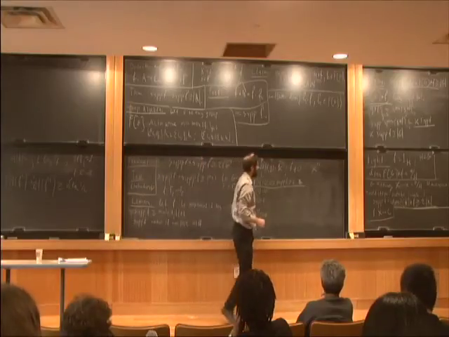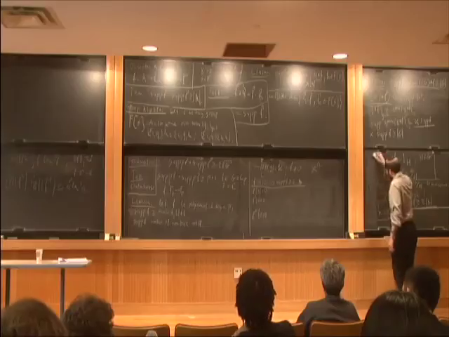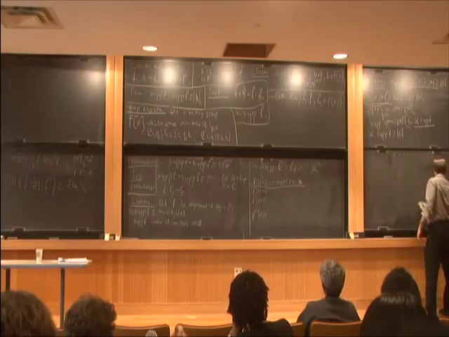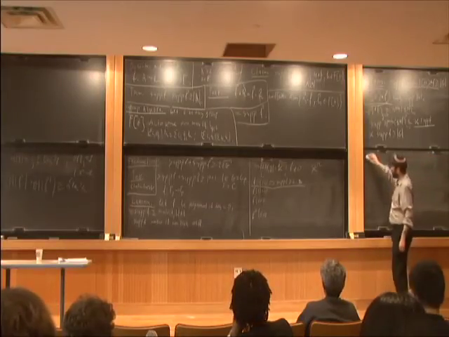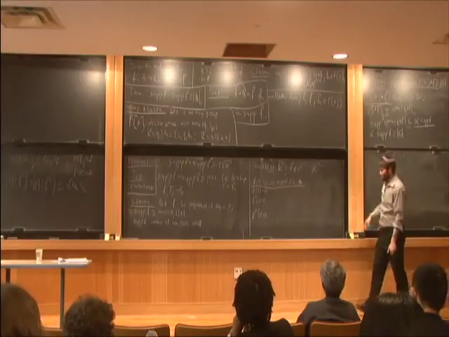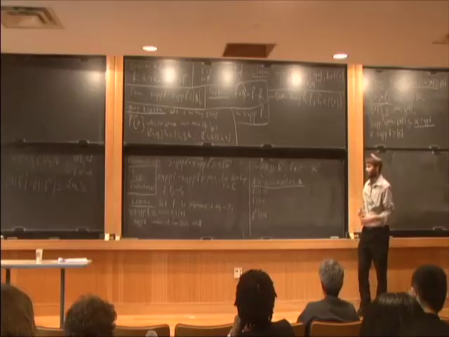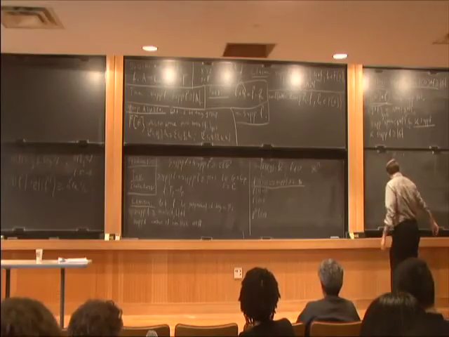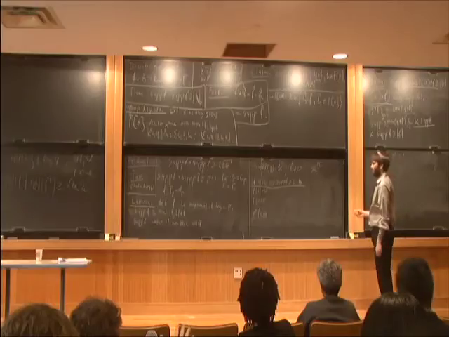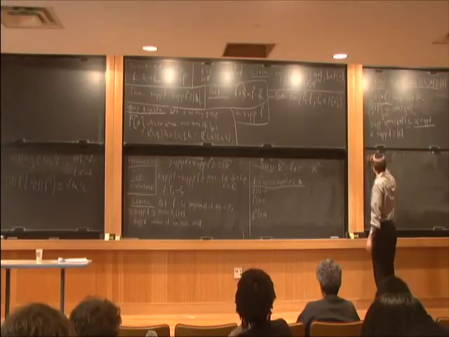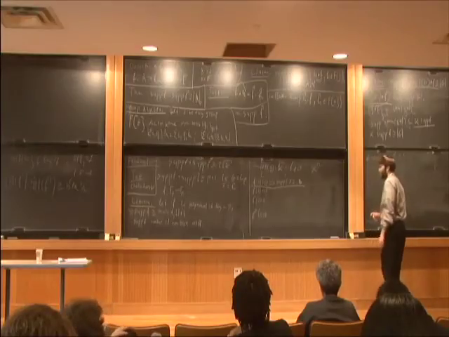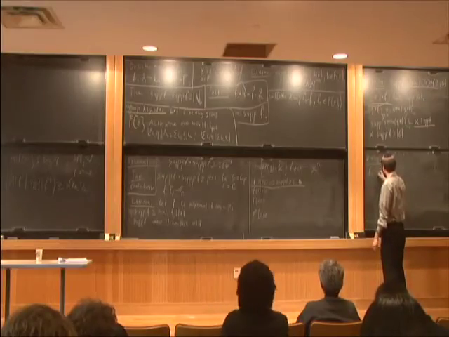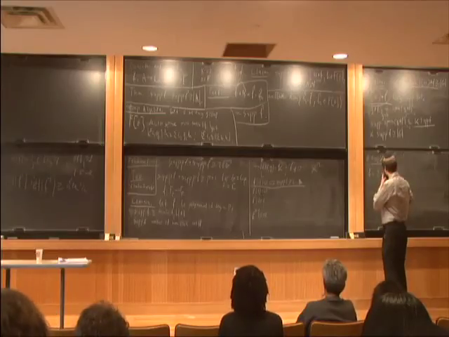Now how are we going to prove this statement? Assume that we know this for k minus 1, and we want to show that this implies it for k. So assume that we have some function f, which is the sum of c_i x to the power a_i.